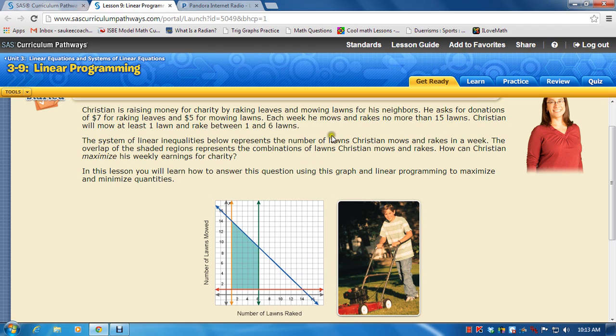It gives us some stipulations in here, though. It says each week he mows and rakes no more than 15 lawns, which means together. He's not going to do more than 15. It also says he will mow at least one lawn, and he will rake somewhere between 1 and 6 lawns. Okay, so he's at least going to mow one. He's going to at least rake one, but rake no more than 6.